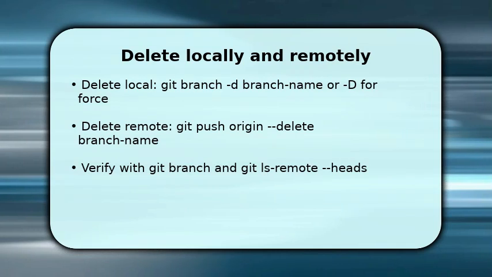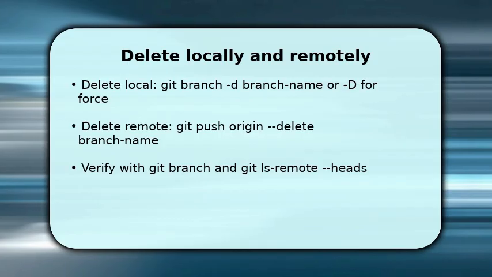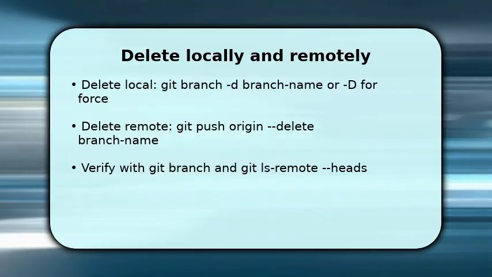You'll now remove the branch locally first. Use git branch -d <branch name> to safely delete, or git branch -D <branch name> to force if the branch isn't merged. Then remove the remote reference with git push origin --delete <branch name>. This tells the server to drop the branch.